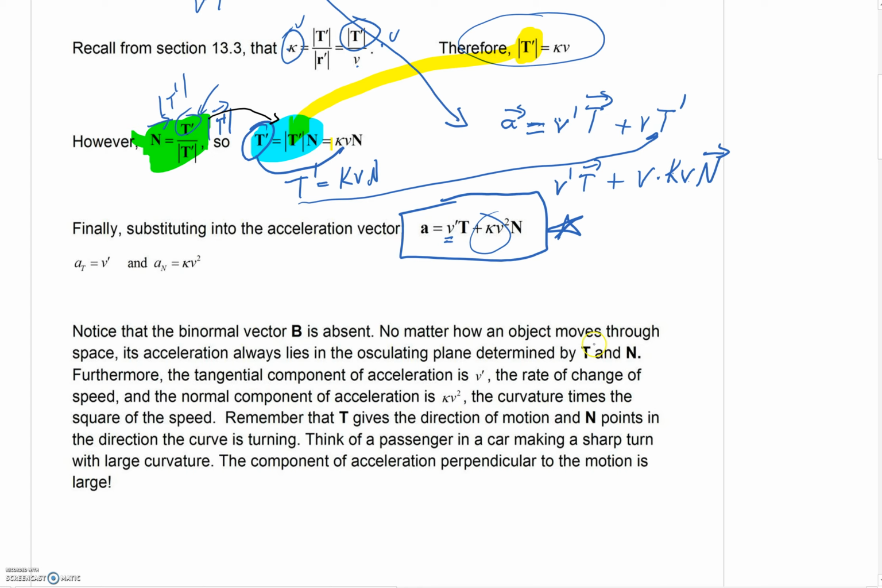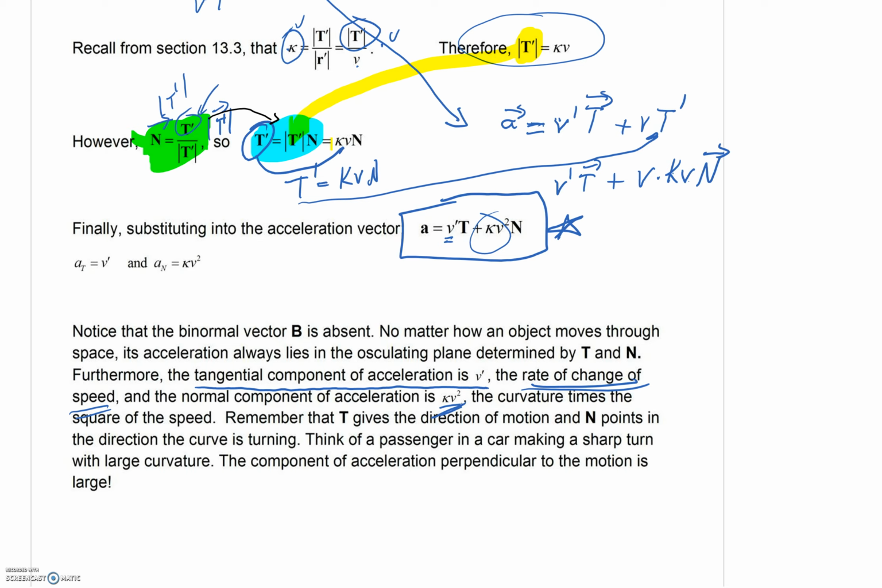So no matter how an object moves through space, its acceleration always lies in the osculating plane determined by the tangent vector and the normal vector. Furthermore, the tangential component of acceleration is v prime, which is the rate of change of the speed. That's what v prime really is. And the normal component is kappa v squared, so the curvature multiplied by the square of the speed.